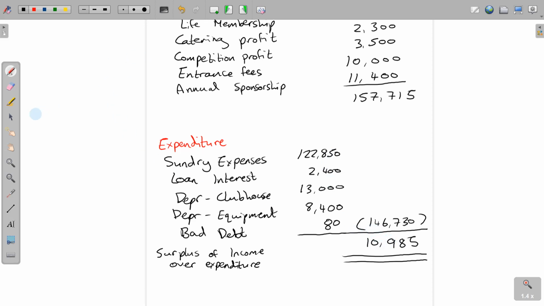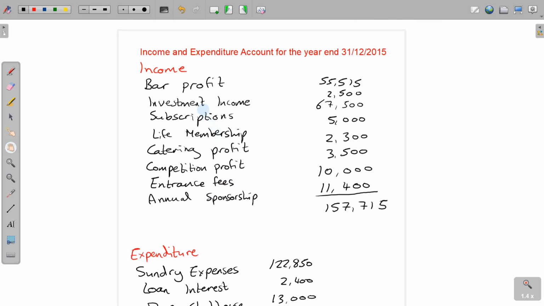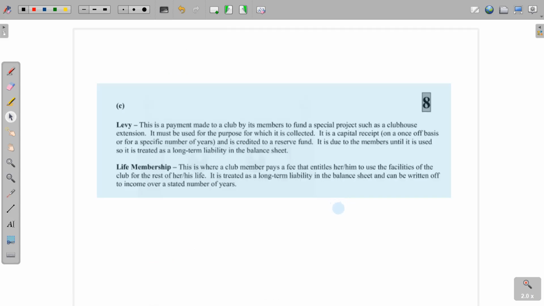The most amount of marks here are going for subscriptions, because of course there was a lot of information we were pulling from subscriptions, we were adding and taking stuff away, and bar profit. So we had 6 marks for subscriptions, 4 for bar profit. Now, last bit of the question, never forget, is the theory. So what is a levy, what is a life membership, and how do you treat them?